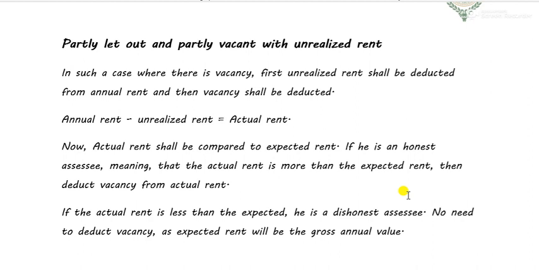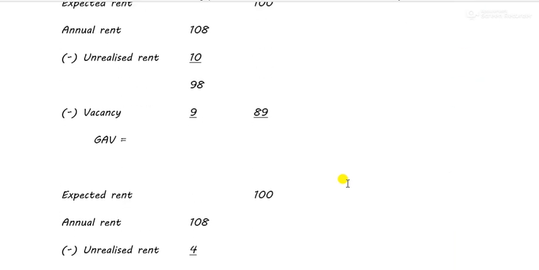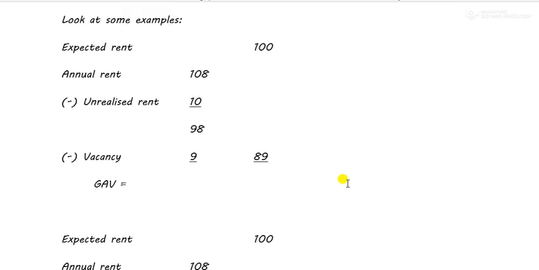You can copy these notes. The same thing is illustrated, and let's understand this with the help of some examples. So the expected rent is 100, annual rent is 108, right? Unrealized rent is 10. So 108 minus 10 is equal to 98. Now 98 will be compared with 100. So it is less than 100. 98 is less than expected rent. So he's a dishonest assessee.